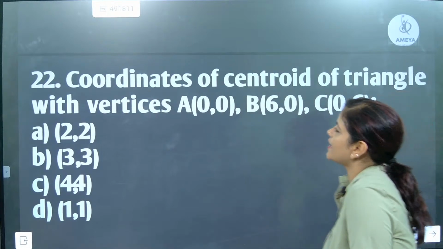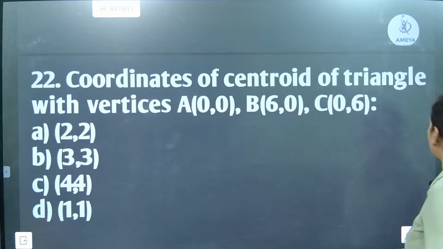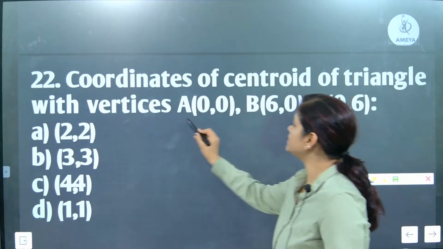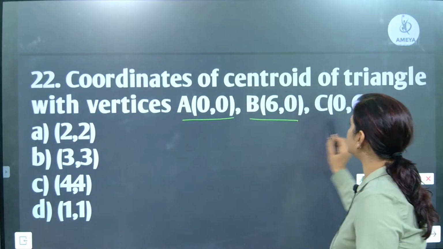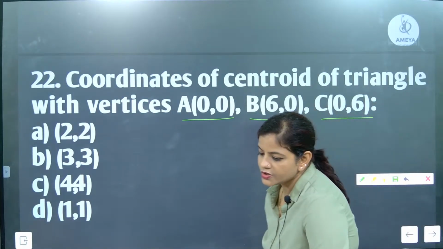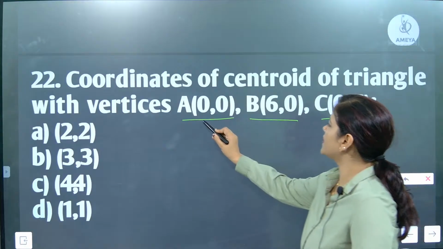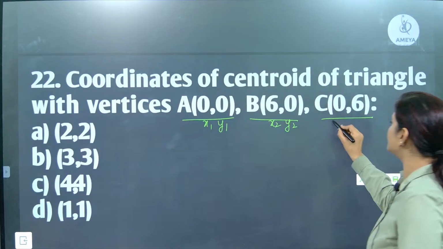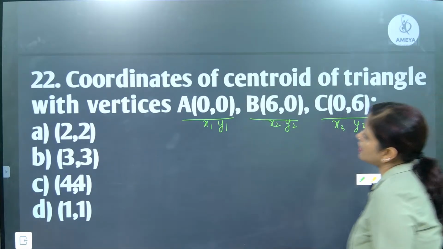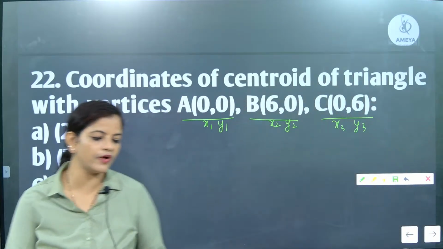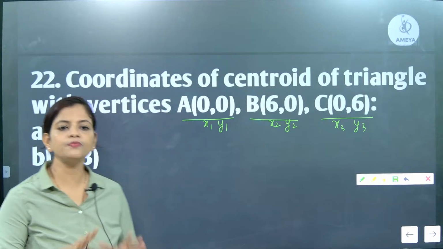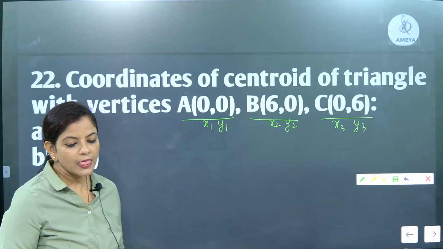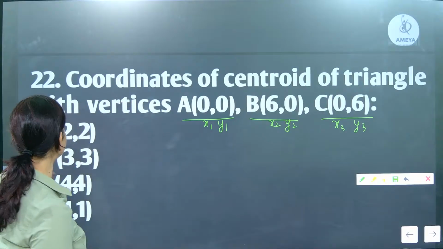Coordinate of the centroid of a triangle with vertices A is equal to what, and all vertices are given? So look here, A is equal to 0, 0, B is 6, 0, and C is 0, 6. So what we will do is, we will take this one as x1 and y1, and this as x2 and y2, and this as x3 and y3. But the most important point is what is the centroid of a triangle. Understood? So here we need to understand one thing.